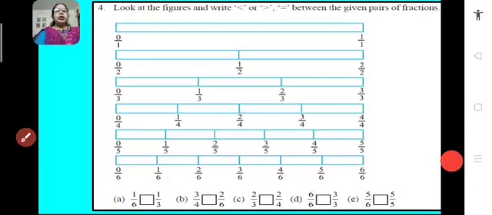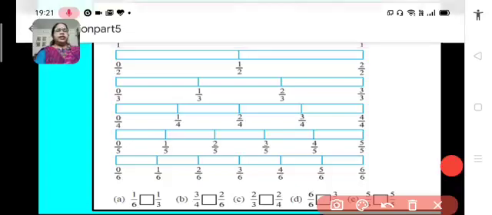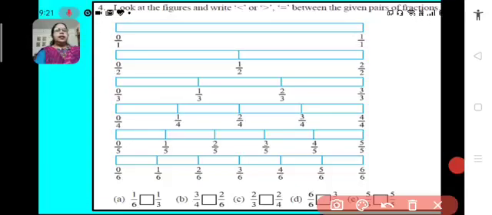Question number 4. Look at the figures and write the greater, lesser or equal to sign between the given pair of fractions. So looking at the figures, in the first figure, the gap between 0 and 1 is not divided into any part. It is the whole. In the second one, it is divided into two parts. So this represents 1 upon 2. In the third one, the gap between 0 and 1 is divided into three parts. This is 1 upon 3, this is 2 upon 3.